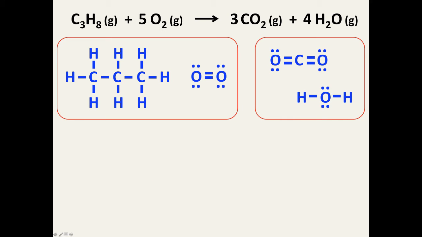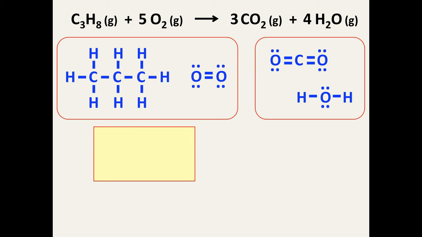And now we'll go back to our molecules and note that we are going to be breaking 1, 2 carbon-carbon single bonds per propane molecule. And we're going to be breaking 1, 2, 3, 4, 5, 6, 7, 8 carbon-hydrogen single bonds in a propane molecule. And then we'll be breaking 1 oxygen-oxygen double bond per oxygen molecule, but there are going to be 5 molecules, so we're going to break 5 oxygen-oxygen double bonds.